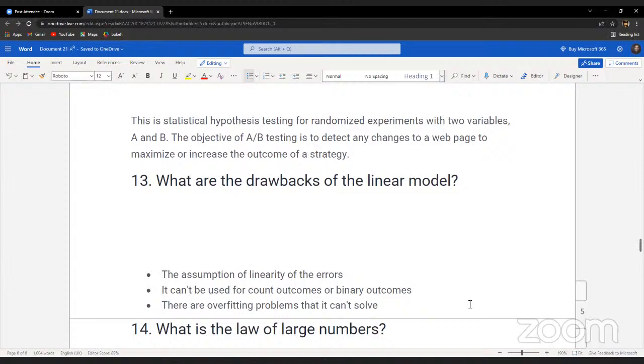As we jump into the next question, what is the law of large numbers? If anyone knows the answer, ping me in the chat box and we'll discuss the answer within a minute.